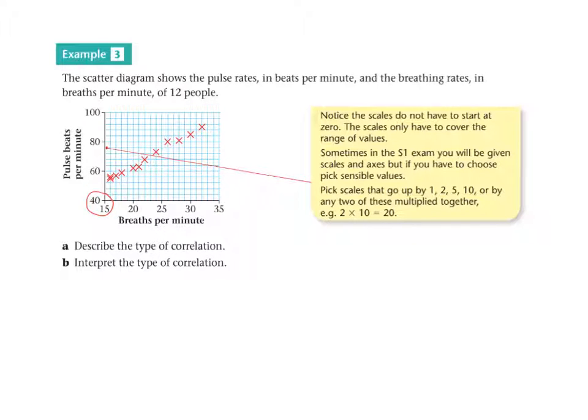First part, describe the type of correlation. So you've been asked to describe it. Well, we can see here, if we drew a line of best fit, we've got a positive correlation.